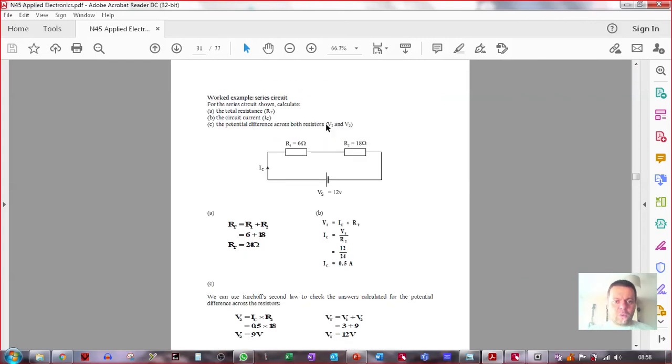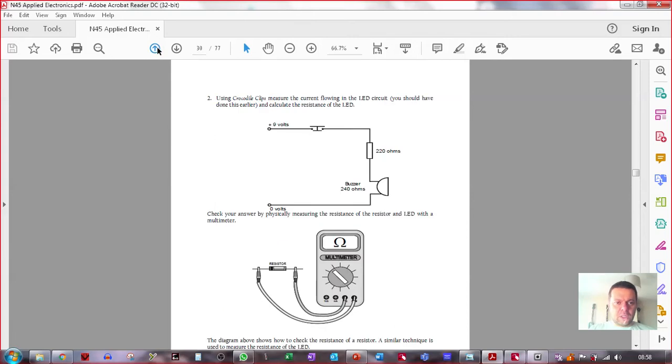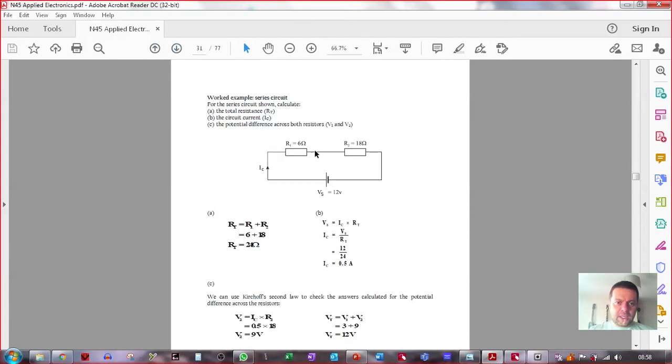Just going to talk you through what I want you to do. Page 31 is a worked example of a series circuit with two resistive elements in it. It shows you how to work out the total resistance, work out the circuit current, then work out the potential difference across both resistors. Potential difference is just a fancy way of saying voltage, so let's work out the voltage across R1 and the voltage across R2. This is just an extension of the exercises that we've already been doing, and this is a worked example on page 31, so it shows you how to do it.